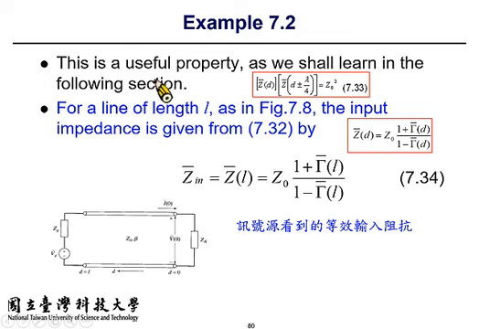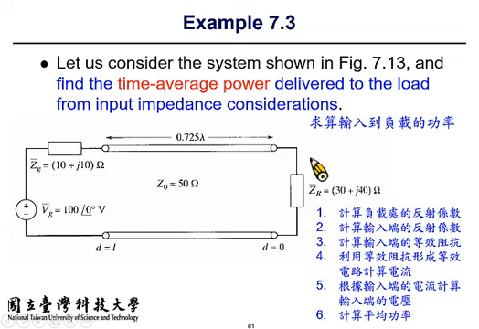so this is a useful property. We shall learn that in the following section, 7.3. So for a line of length L, we can find the input impedance by using this equation, as we have seen many times before: by first calculating the reflection coefficient at this position, then you can find the input impedance of this termination. All right.